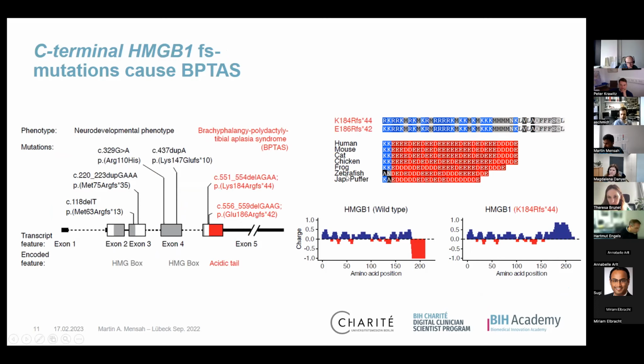One thing that I missed is those two frameshifts that we identified. Maybe you've all seen it from the image, they result in the very same amino acid sequence. They only differ on the amino acid level by a single amino acid.